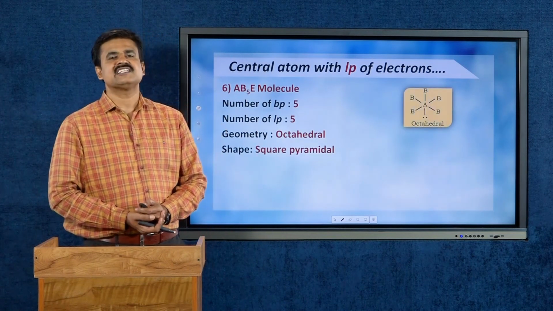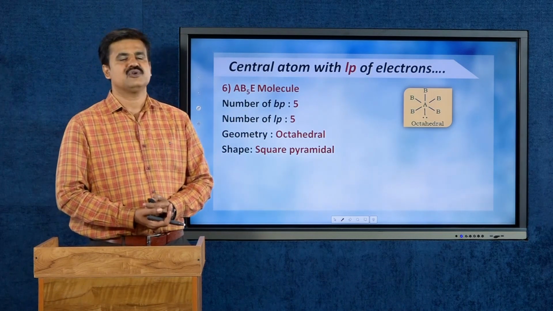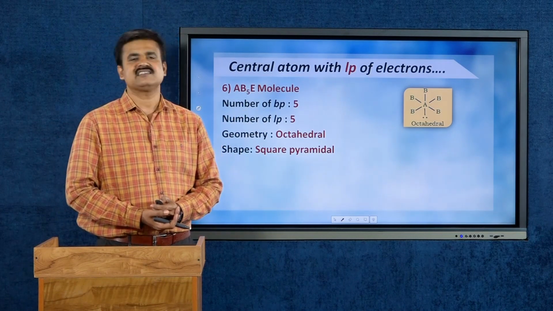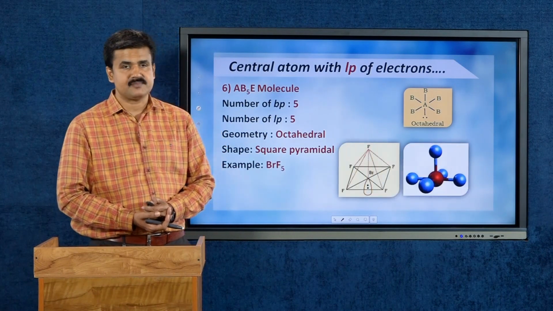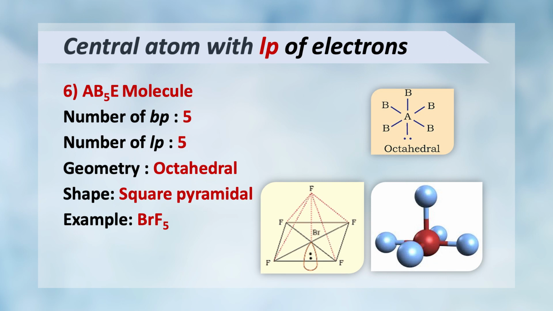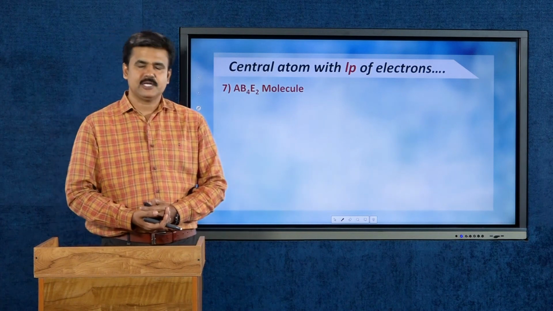In the octahedral arrangement, you can see the presence of a lone pair at one corner of the octahedron, and if you are neglecting that lone pair, you will get the square pyramidal shape. A typical example for such a category of molecule is BrF5. So BrF5 is a molecule which has square pyramidal shape and octahedral geometry with one position occupied by a lone pair of electrons. Moving on to another category of molecule, that is the AB4E2 molecule.